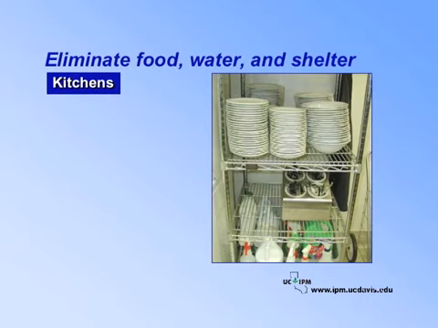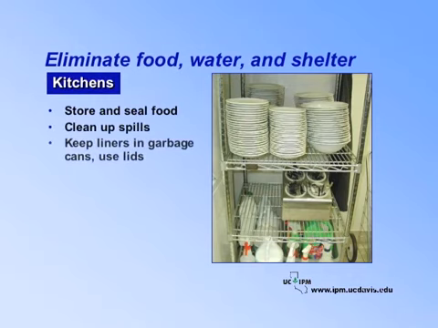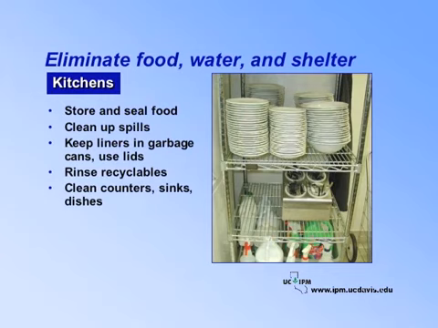Food service staff must work with the custodial staff to make sure that there are no cockroaches in kitchens. To keep kitchens clean, store and seal all food in tight containers. Clean up spills. Keep liners in garbage cans, use lids, and remove garbage daily. Rinse recyclables, such as cans and bottles, and remove regularly from the kitchen. Clean counters and sinks and make sure that all dirty dishes are cleaned by the end of the day.